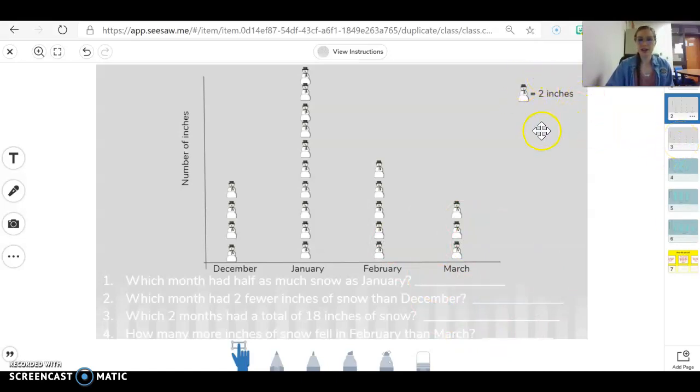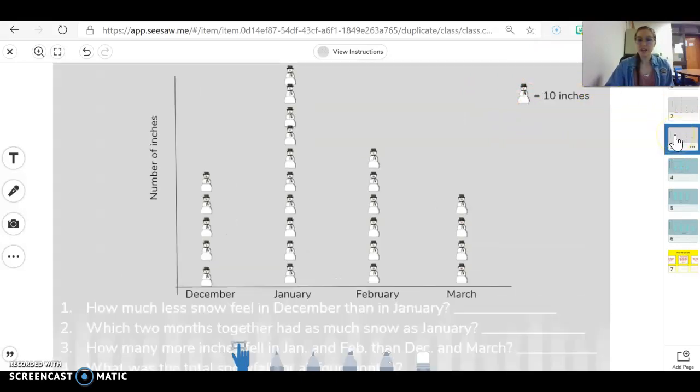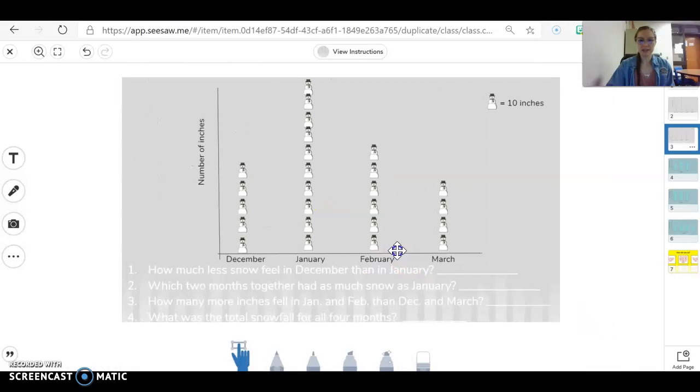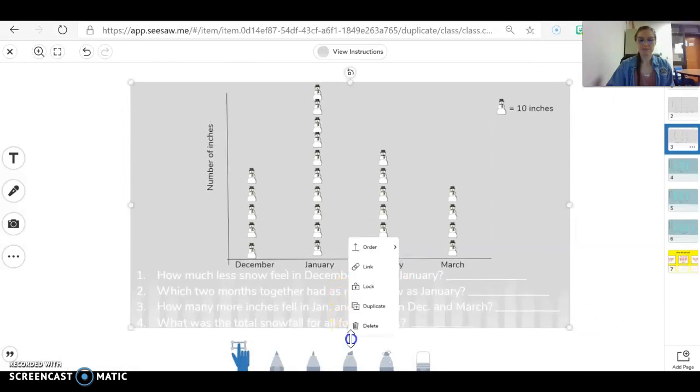This one, again, look at that key. Now the snow person is 2 inches. Now that snow person is 10 inches. Now look at this one. I'm going to have to go in and resize. Again, I click it, click the 3 dots, I unlock the image, and I manipulate it just so that it gets a little bit smaller. And then I lock it again.